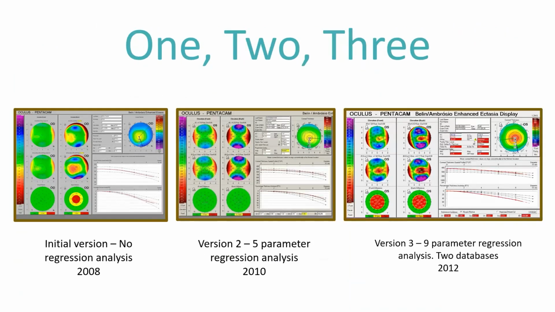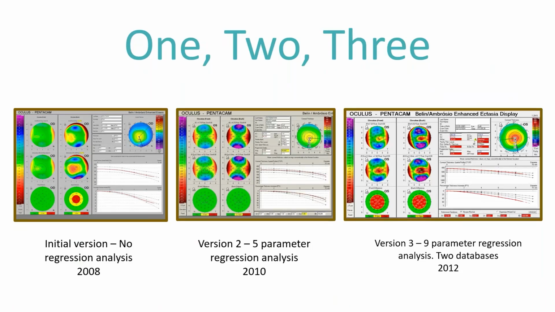So if we compare all the past iterations of the BAD, I already mentioned, if you look at the one on the far left, that's version 1. There was no regression analysis. There was no overall reading of the map. It did present the anterior and posterior elevation with the standard reference sphere, the enhanced reference sphere, and it did present you with the pachymetric progression graphs. But again, no overall reading, no D parameters, and none of the parameters were color-coded.